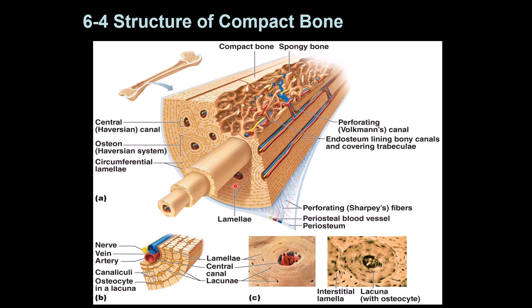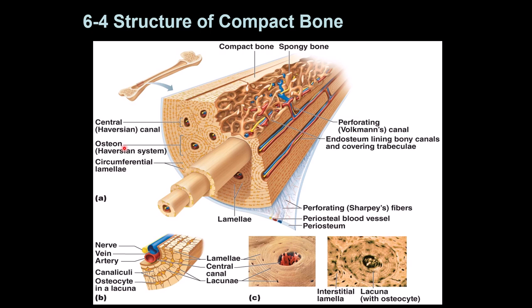This one is called concentric. In the middle, there is a cavity or canal, and that is called the central or Haversian canal. What is the content of the central canal? Blood vessels and nerves, and also lymphatics, but not much. And what is the osteon? The osteon is the concentric lamellae and the central canal together. These two together make the osteon.